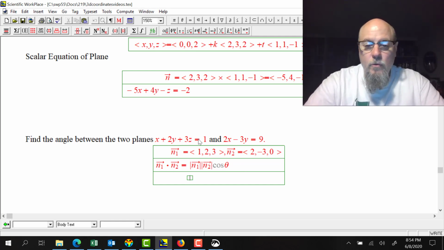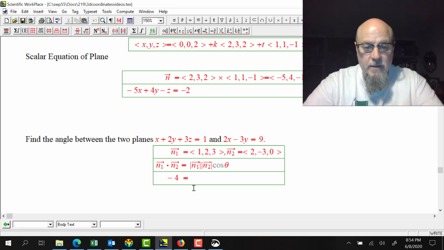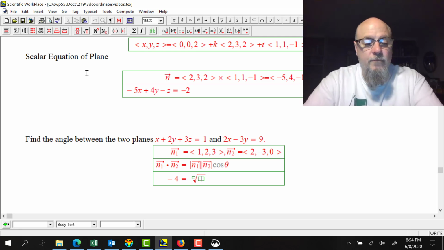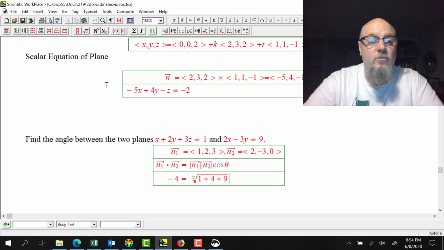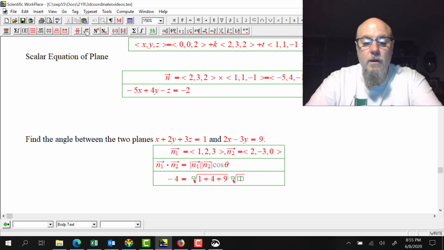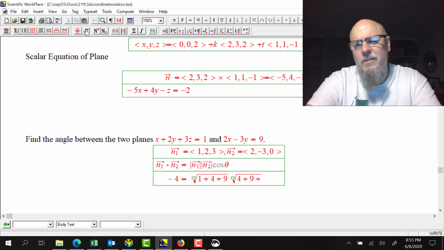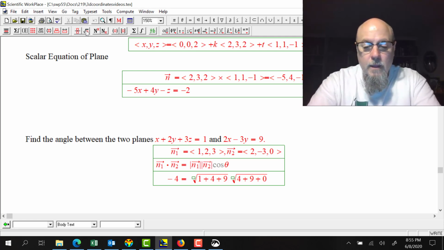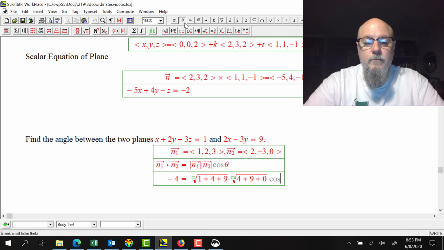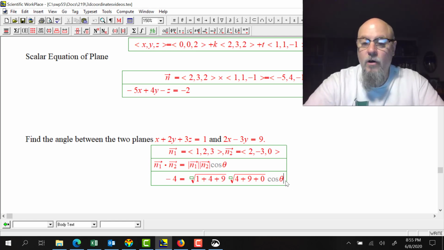So n1 dot n2: first times first, plus second times second, plus third times third. That's going to be 2 minus 6, that's minus 4, is equal to the magnitude of the first vector, which is the square root of first component squared plus second component squared plus third component squared, times the magnitude of n2, which is first component squared plus second component squared plus, let's throw it in for completeness, third component squared, times the cosine of the angle between them. Now it's just solve for theta.